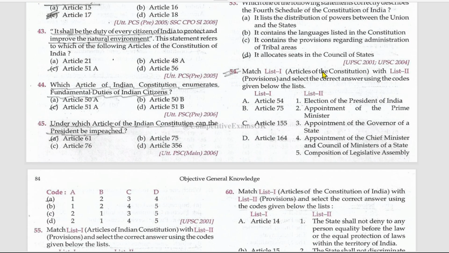Next, matching. Articles of the Constitution, list 2 provisions. Article 54, election of the President of India. Article 75, appointment of the Prime Minister. Article 155, appointment of the Governor of the State. Article 164, appointment of the Chief Minister and Council of Ministers of the State.